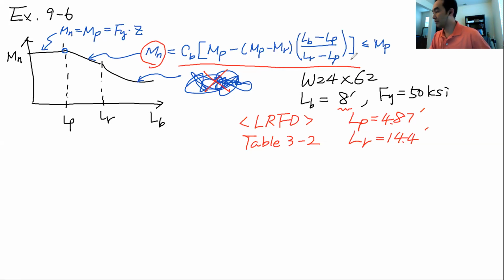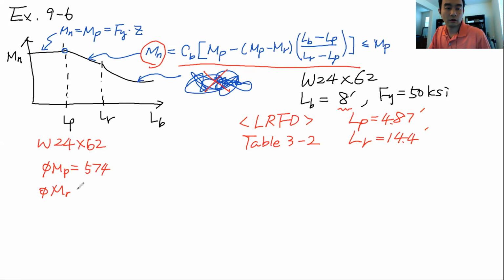So I'm going to copy the numbers first for W24x62. Using LRFD, we need phi times Mp, which is 574, phi times Mr, which is 344, and phi times BF is 24.1. And I already copied the Lp and Lr here. Okay, so let's just close my manual.